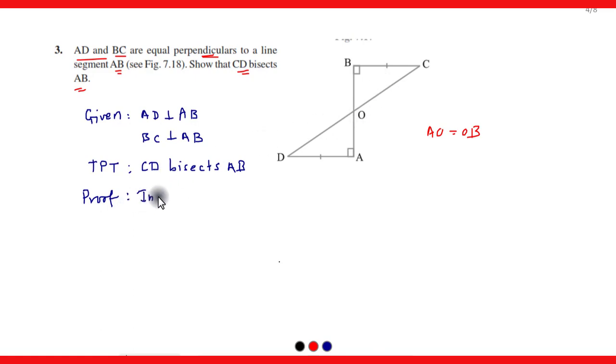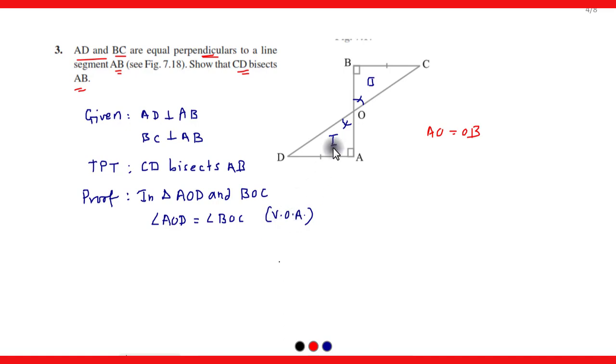So we will write that in triangle AOD and triangle BOC, in these two triangles we have angle AOD and angle BOC, these two angles are equal because these two angles are vertically opposite angles. So we can write that angle AOD is equal to angle BOC. Reason: vertically opposite angles. We know that vertically opposite angles are always equal.